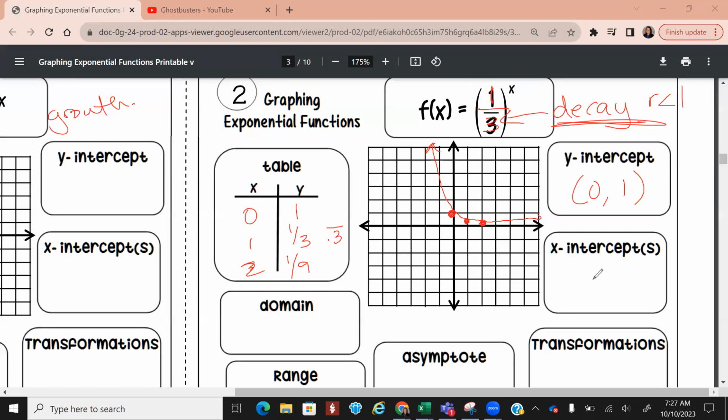Now there's no x-intercept. For the transformation, our base is just 1/3, but that doesn't really mean that anything has changed. Our asymptote is the same. It's still going to be y equals 0. Our domain is going to be the same. But now what's our range on this one? What's our lowest y value? It goes all the way down to the x-axis, and then goes above. So our range is going to be from 0 to positive infinity.